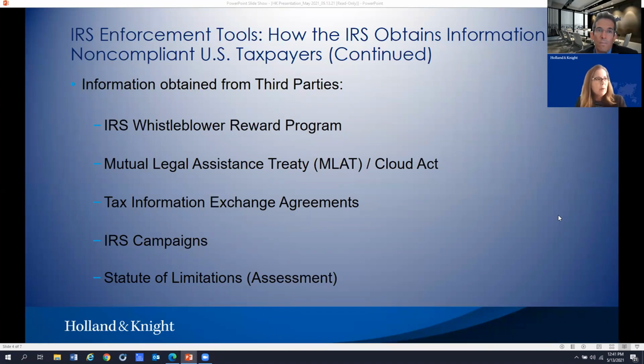So I'm going to jump into statute of limitations. This is maybe viewed as a defense to some of these enforcement tools. The IRS generally has 3 years from the filing of a return to assess the tax. And then there are some exceptions to that. One of the common exceptions is for substantial omission of income. If the taxpayer omits more than 25% of gross income, then the statute of limitations is extended to 6 years.